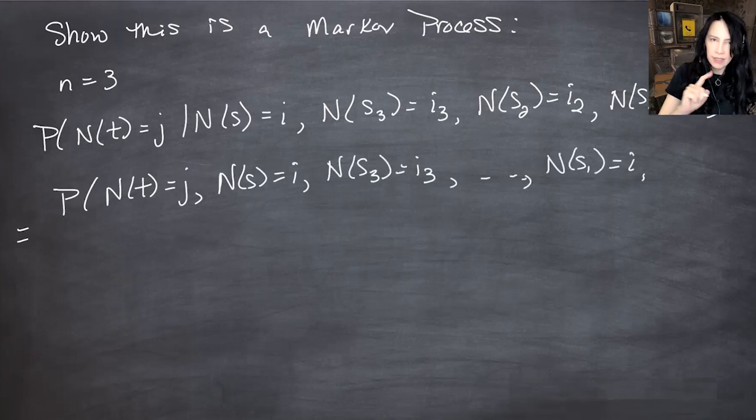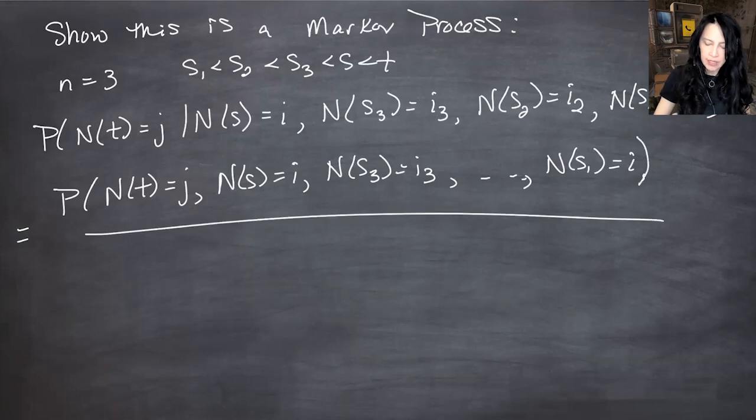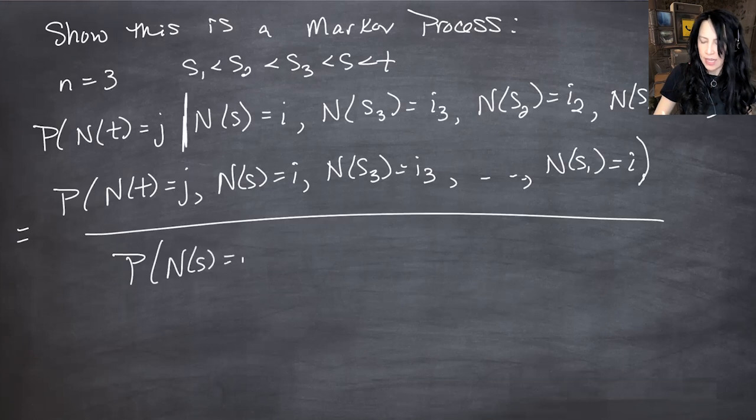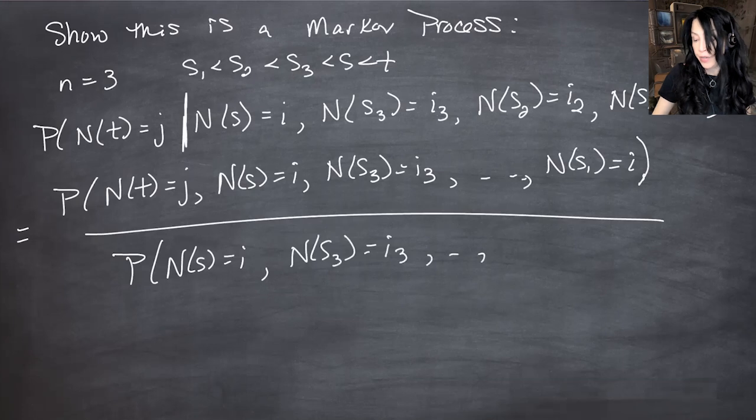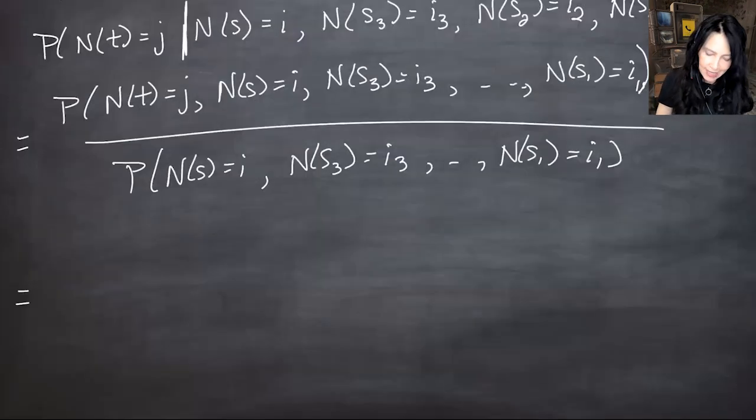These time steps are assumed to be in order: S1 is less than S2 is less than S3 is less than S is less than T. And I'm going to put this over the stuff after the conditional line: N of S is I, N of S3 is I3, down to N of S1 is I1. And then I want to take advantage of independent increments. So this is where we were last time.